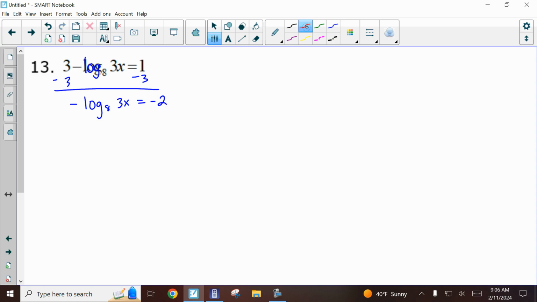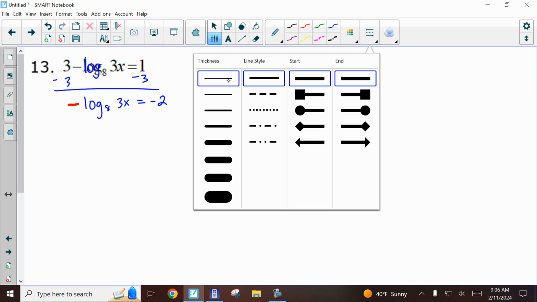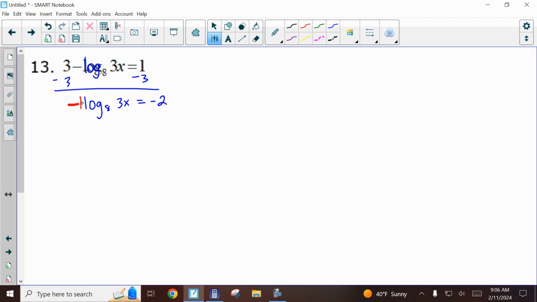Now that log is still not by itself because it's got the negative out in front. So what we have to do is we have to treat that negative like a -1. So I have to divide the whole problem by -1, which flips all the signs. So that's log base 8 of 3x is equal to 2.